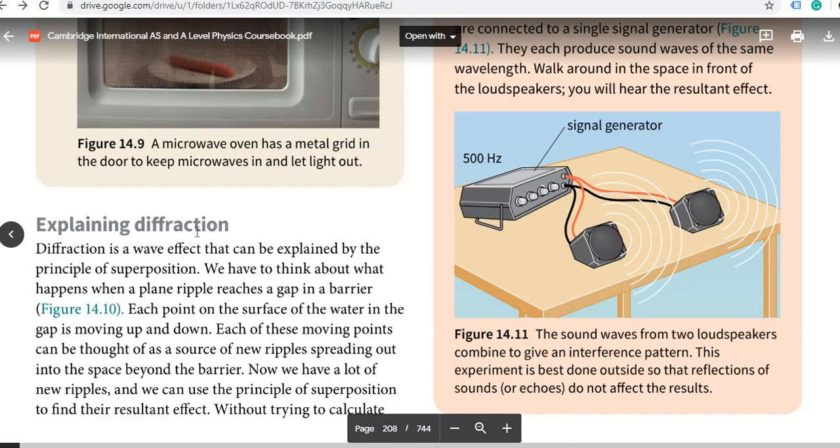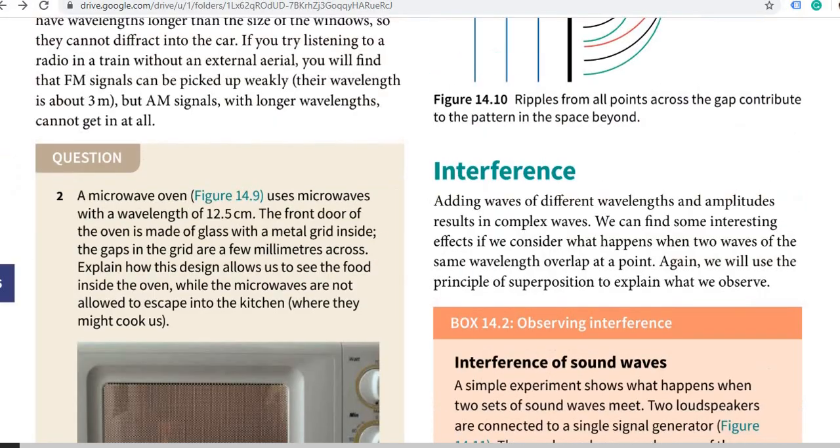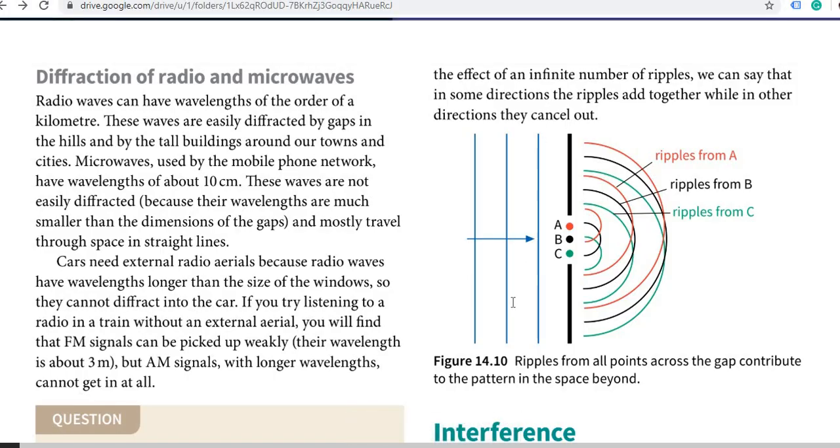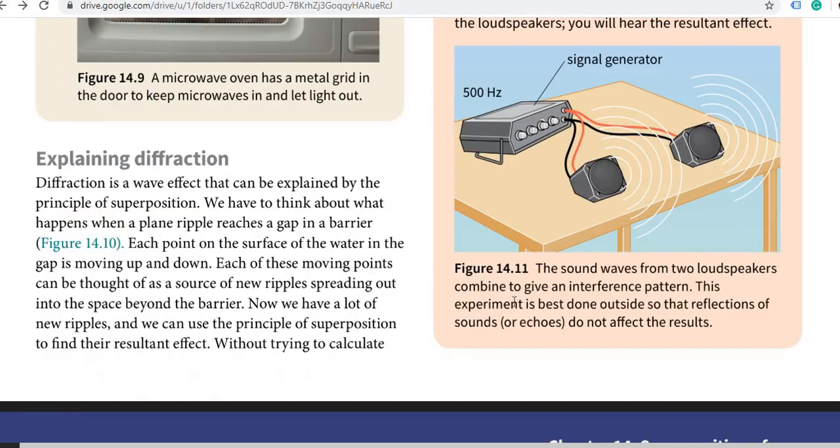Okay, then explaining diffraction. Diffraction is a wave effect that can be explained by the principle of superposition. We can think about what happens when a plane ripple reaches a barrier in a gap. Now there is a diagram. These are called plane waves when the wave fronts are parallel to each other. If they are circular, those are called circular waves, circular wave fronts. Here we have parallel or plane wave fronts.